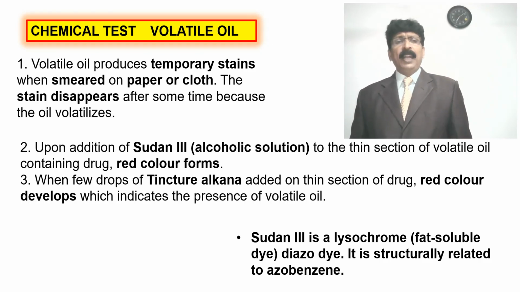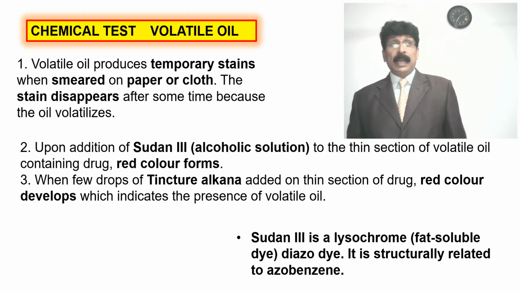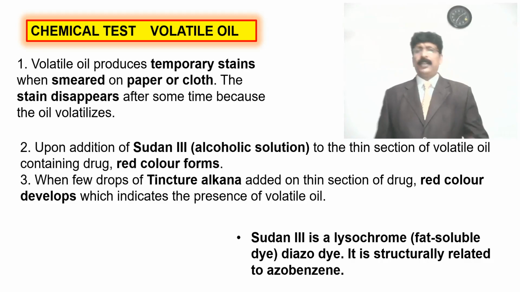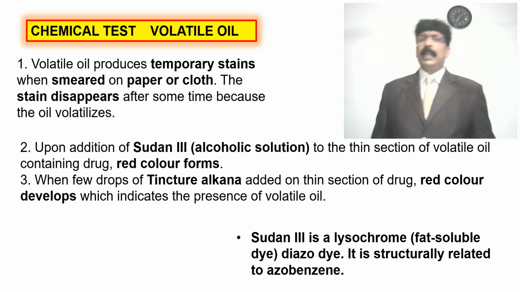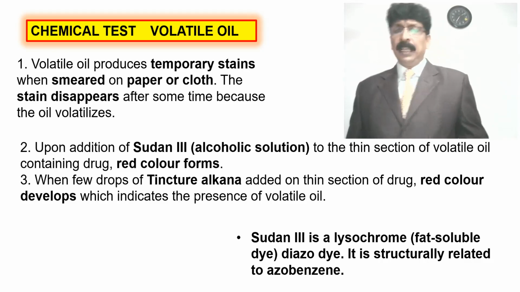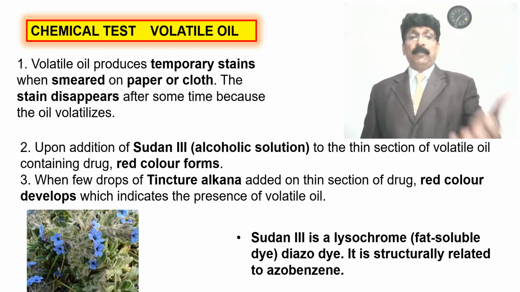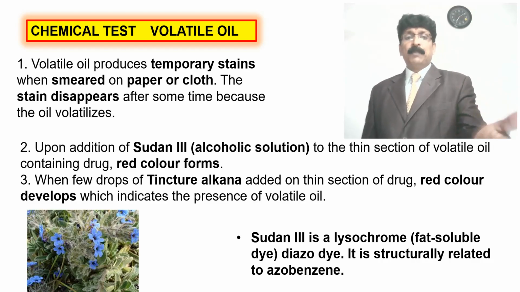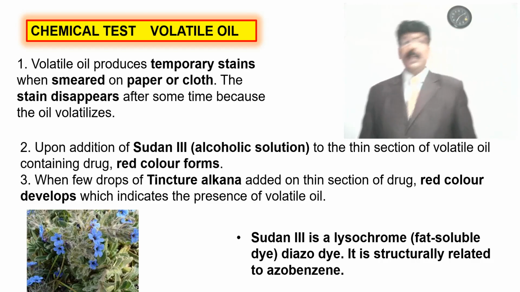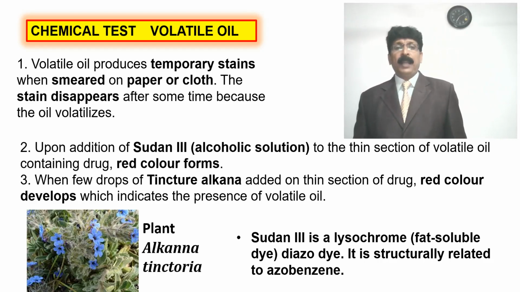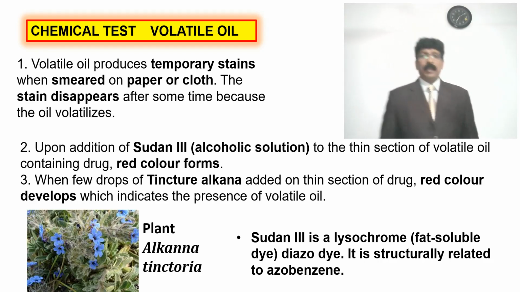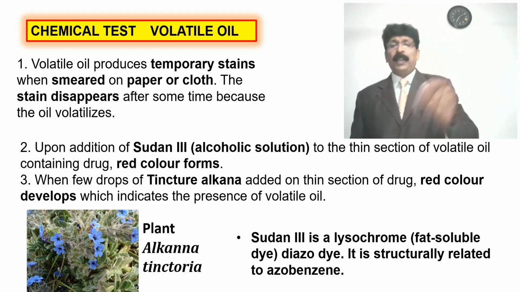And when a few drops of tincture which is prepared from the alkanna plant are added to a section of a drug, for example any volatile oil drug like clove, or eucalyptus, if you take a piece of the drug, red color develops indicating the presence of volatile oil. This is the plant from which the reagent is prepared. This is called the alkanna plant, Alkanna tinctoria, from which a tincture is prepared, and this extract can be applied to the volatile oil containing drug, which will become red in color.